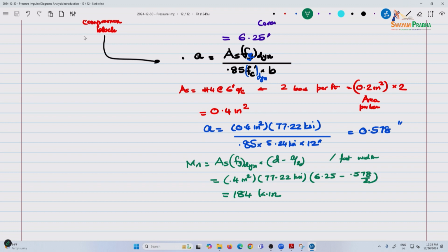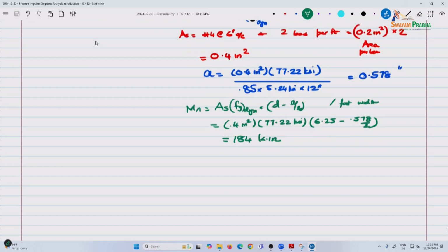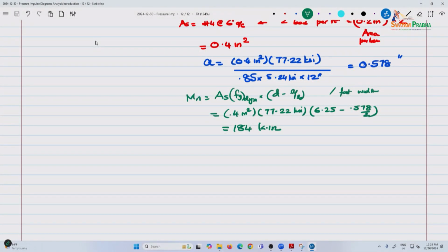What's that? Parabolic. We also use a parabolic, but the parabolic region has been converted to an equivalent rectangular block. That is why I am able to use d minus a by 2. You see that a by 2? That is because the rectangular block depth is half. So, the moment arm is d minus a by 2. So, we call it the Whitney stress block.